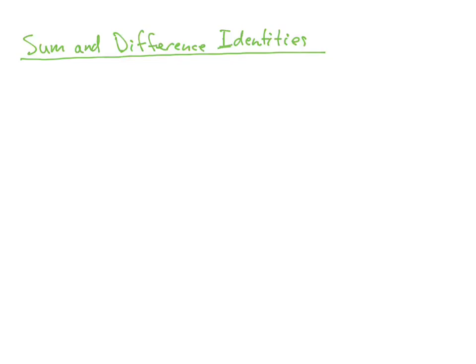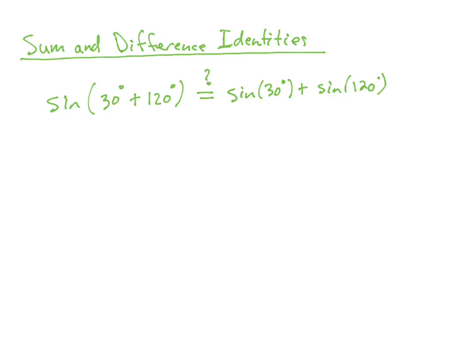In this video, I'll be going over the sum and difference identities. So suppose we have sine of 30 degrees plus 120 degrees. It may seem obvious or intuitive to think of this as sine of 30 degrees plus sine of 120 degrees. So the question is, are these two expressions equal?